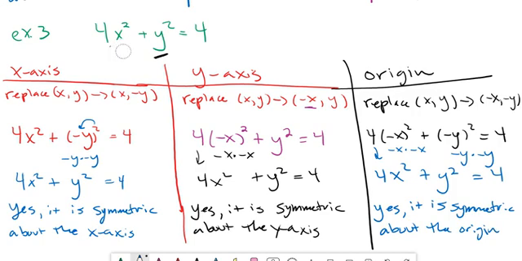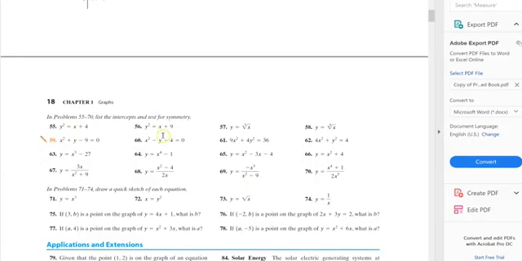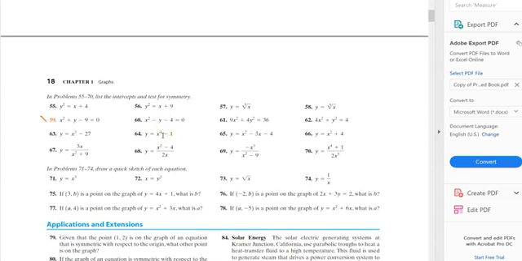And if you remember from geometry, this particular graph is a circle, with the center at the origin. And so that's why this particular graph has all 3 types of symmetry, because it's an actual circle. Okay, so that's the last example for this section. So in here, problems 59 through 69, when they're asking you to test for symmetry, that's what they're asking you to do. Those last 3 examples we just did, that's exactly what they're looking for in this section.